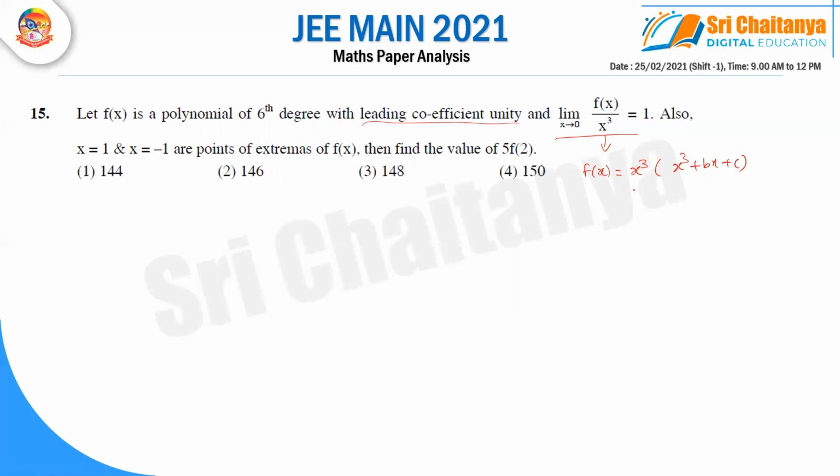So now if I'm writing this, what will I get if I'm applying this limit, c equal to 1? So basically my f of x became x cube into (x cube plus bx plus 1). So there is only one unknown. Now he said x equal to 1 and x equal to minus 1 are points of extrema. That means f dash x equal to 0 should have the roots as 1 and minus 1. So when I write f dash x, I will be getting something like x power 6 plus b x power 4 plus x cube.